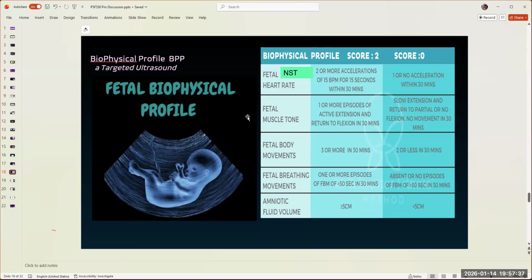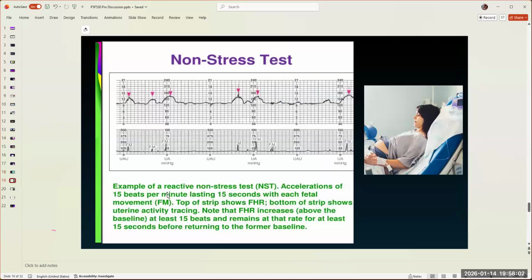So sometimes it's indicated that we deliver a baby early if it's not growing. If these babies are less than the 10th percentile, we consider seriously delivering early, even before full term. Better to have a preterm baby than a dead baby. So we can do a BPP. We can do the non-stress test.